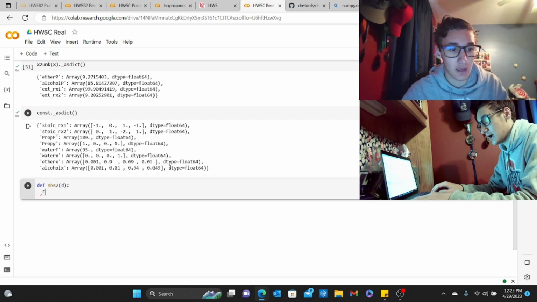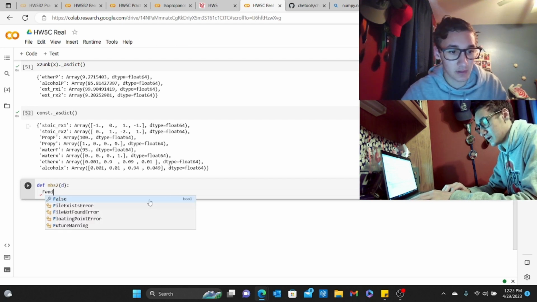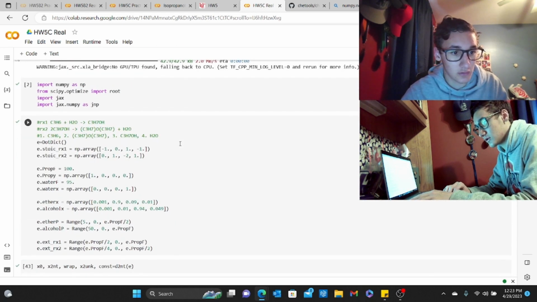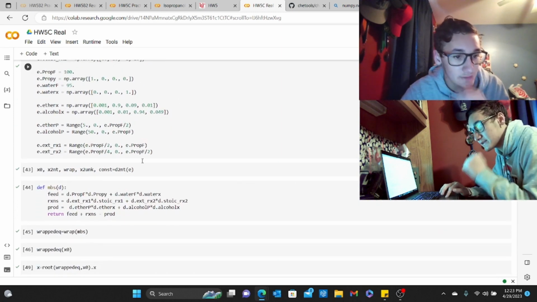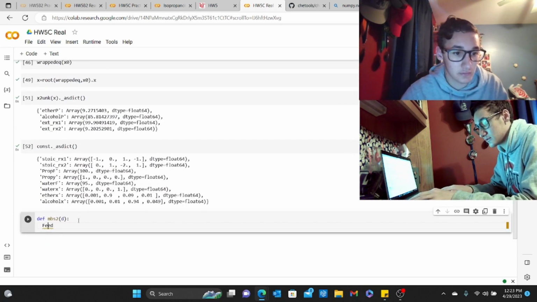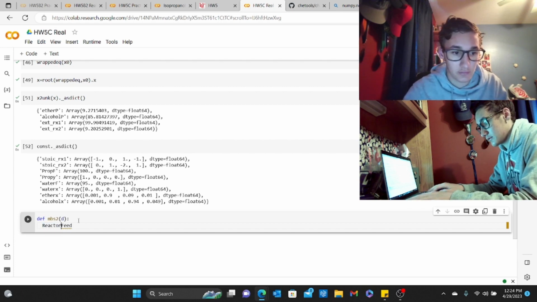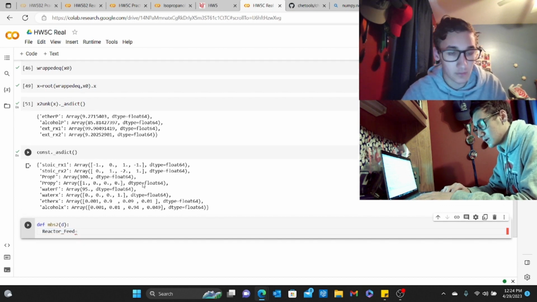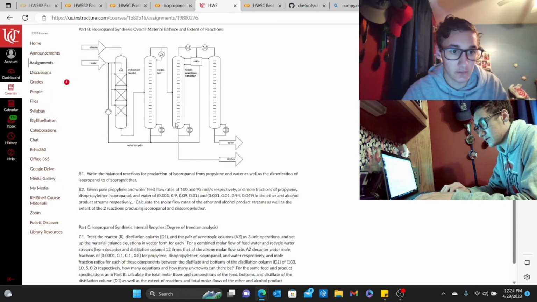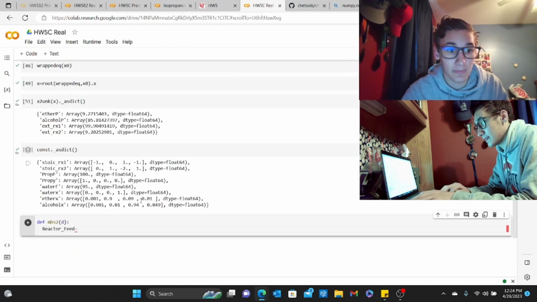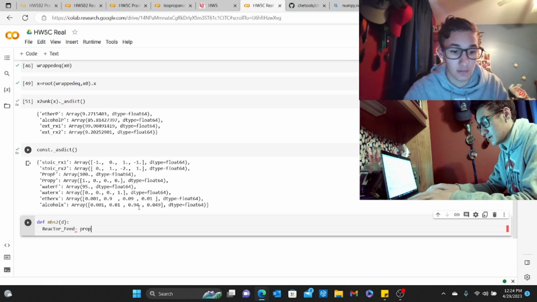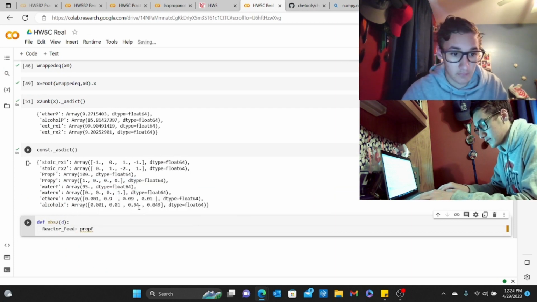So we're going to have our, let's see, what did I name this above? Oh, this isn't really named, so I'm going to call this reactor underscore feed, which is going to equal, let's see, what are we adding into the feed? We have all of the water and the alkene. So first, let's do the alkene amount. So we did prop F.